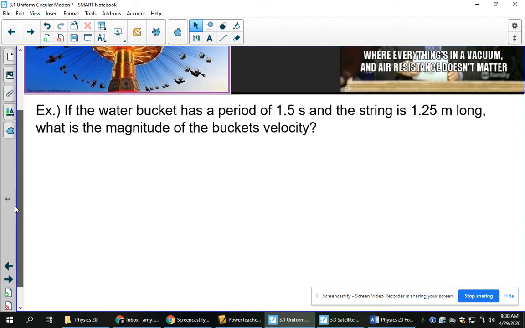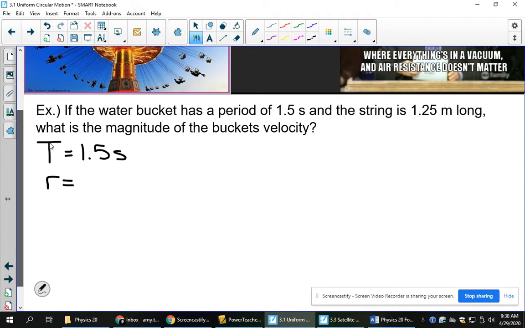Here's an example. If the water bucket has a period of 1.5 seconds and the string is 1.25 meters long, what is the magnitude of the bucket's velocity? Why are we asking magnitude? Because direction is always tangent to the circle, and therefore it's always changing when the bucket goes around the circle. Here we go. We're given period, which is a capital T, as 1.5 seconds. So in 1.5 seconds, the bucket goes around the circle once. The length of the string, keep in mind that you would be holding this string in the middle of the circle, is the radius of the circle.